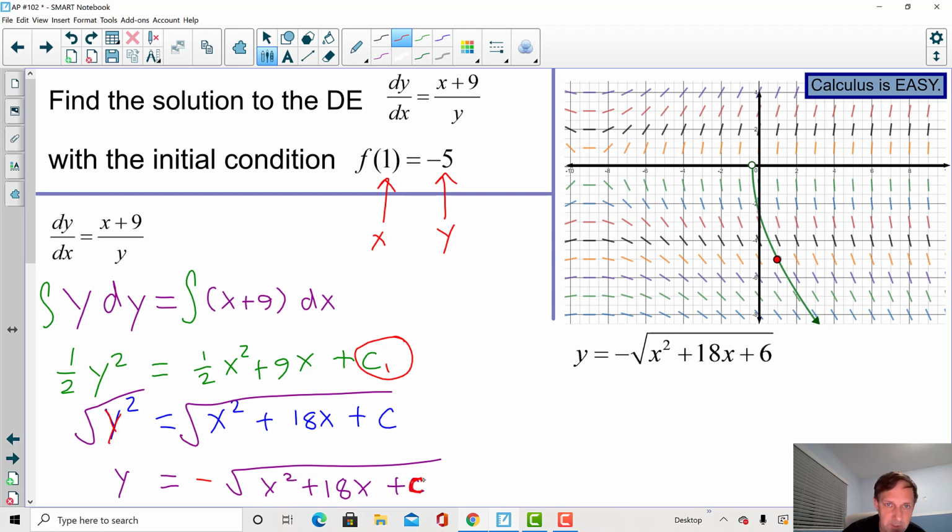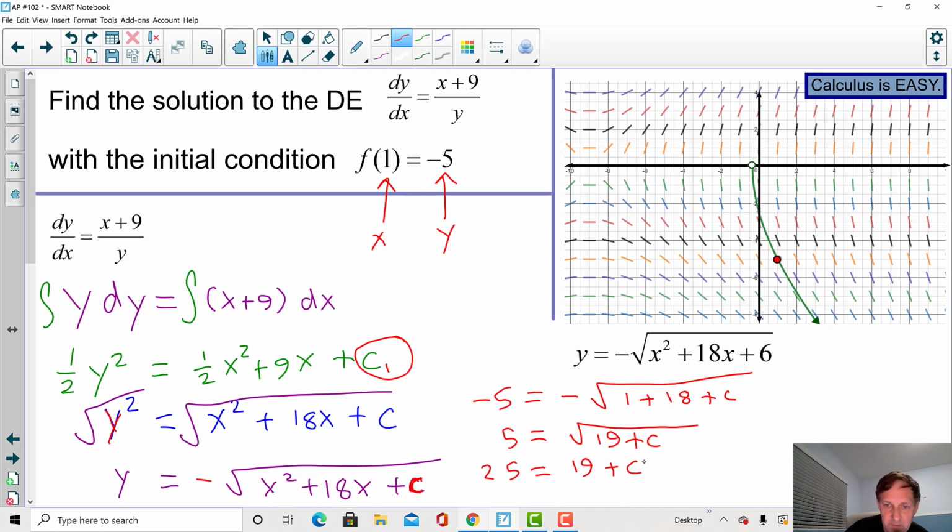If you have a point, we can plug it in. X is 1 and y is -5. We can multiply both sides by -1. We can square both sides. And we can subtract 19 from both sides. We're getting a c value of 6, so we have a plus 6 right here. And that's pretty much it. That's our final answer. You'll notice that we do have our initial condition right here. This point is the point 1, -5.